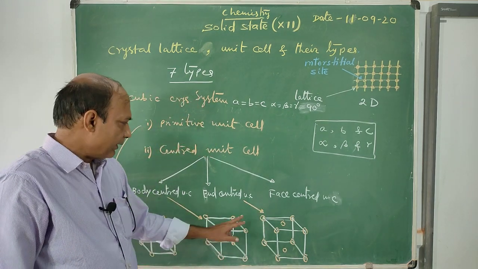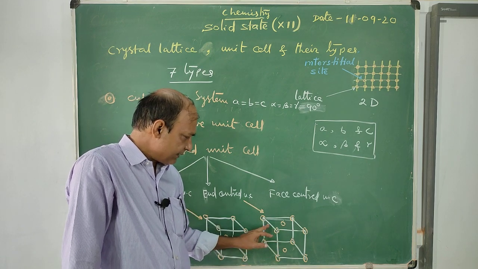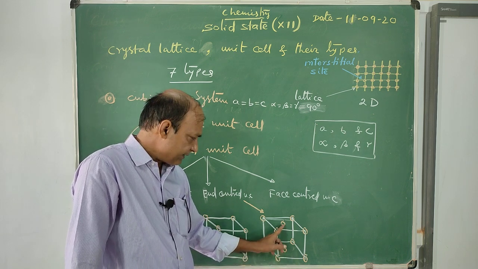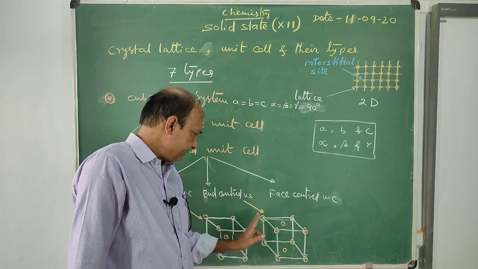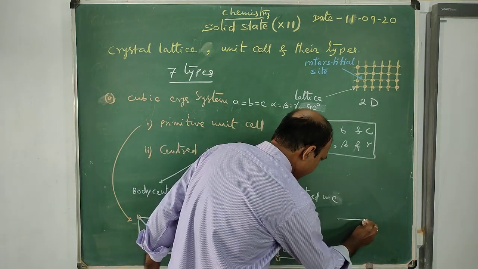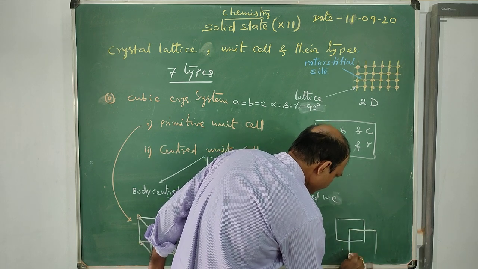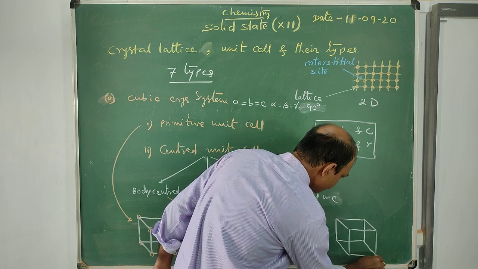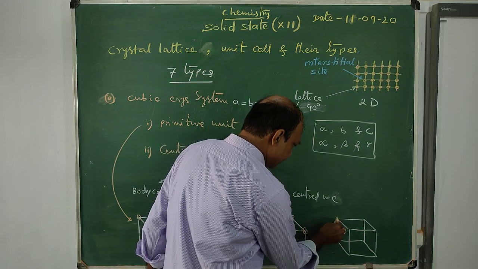Clear? Now end centered unit cell means in addition to the particles at the corners, there are 2 particles at the center of any pair of opposite faces. That is end centered unit cell. And face centered unit cell, draw this diagram first. Give the position of the particles at the corner first.